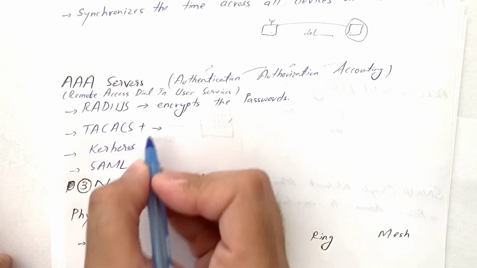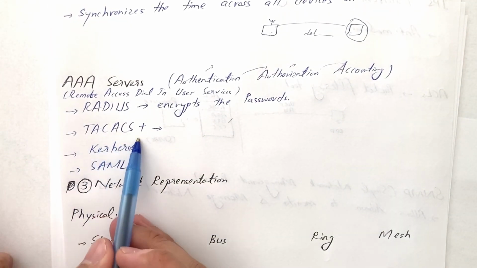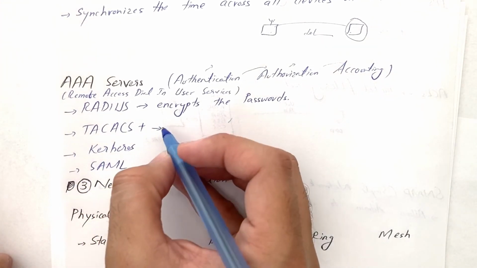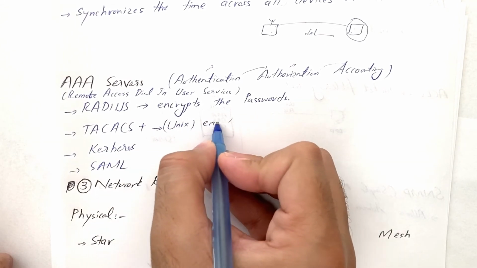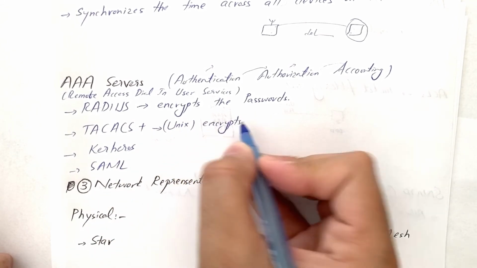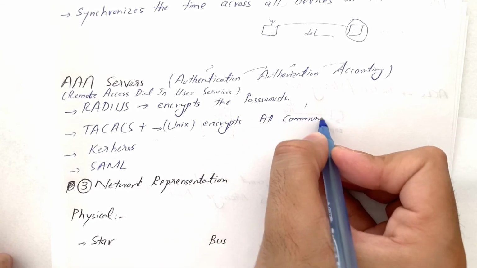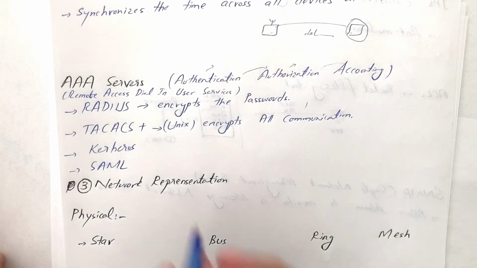While TACACS Plus, the Terminal Access Controller Access Control System Plus, is an advanced form of TACACS. It runs on Unix devices, and it is fully encrypted. It encrypts all communication, including username, password, whatever packet you transmit to the server, everything will be encrypted.